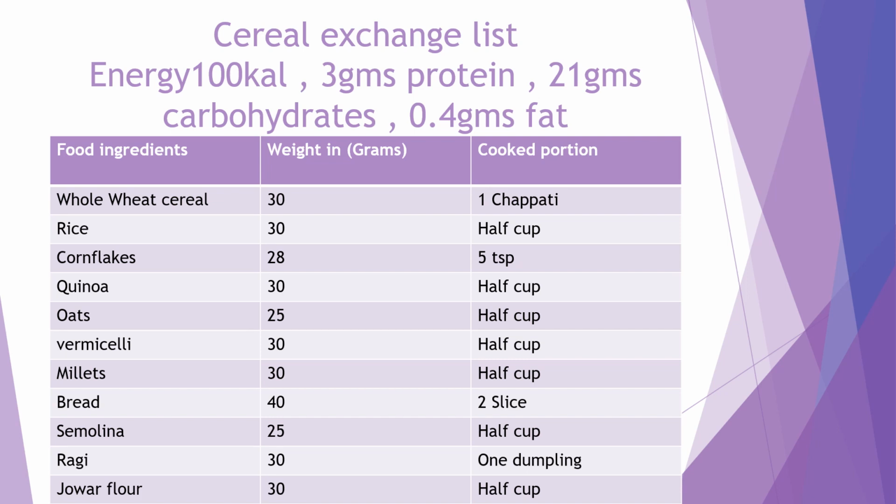As per a balanced diet, 60 to 65% of the calories are derived from cereals. So for one portion, that is a raw weight of 30 grams, the cooked portion of the foods is listed here. One portion, or one exchange, provides 100 kilocalories, 3 grams of protein, 21 grams of carbohydrate and 0.4 grams of fat. So a different cereal list is there.